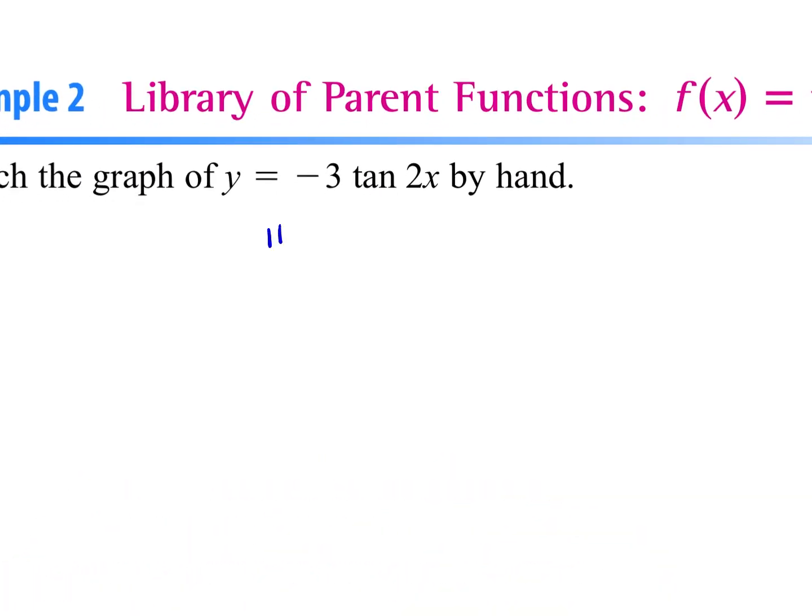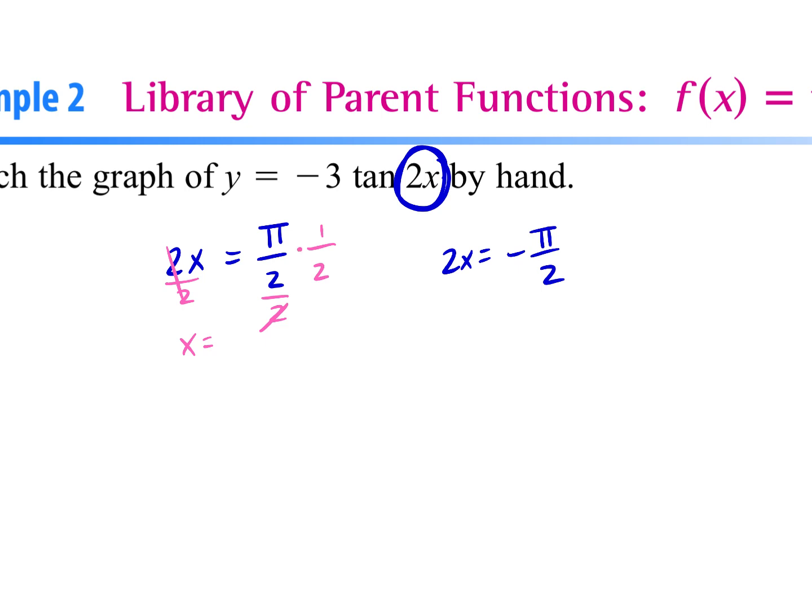So I start with my parent asymptotes, which are pi over 2 and negative pi over 2. And I set whatever is happening to x here equal to those. So I have 2x is equal to pi over 2, and 2x is equal to negative pi over 2. Is it always pi over 2 and negative pi over 2? That's what you start with, yeah. How can I solve for x? Divide by 2. We can keep change flip here. So x is equal to what? Pi over 4. And then x is equal to negative pi over 4.